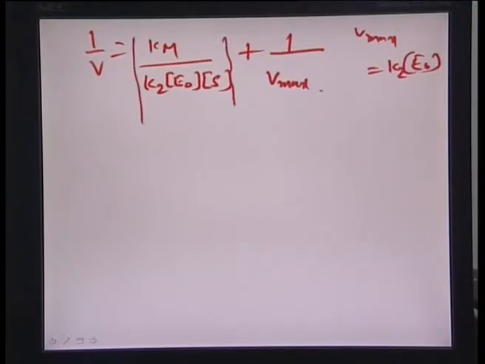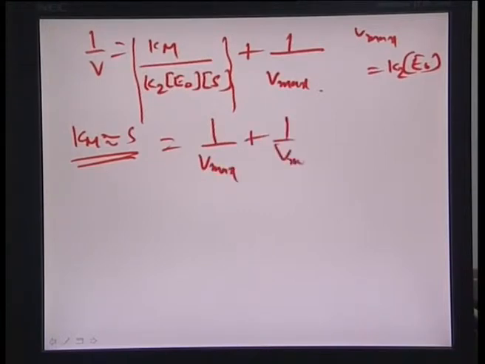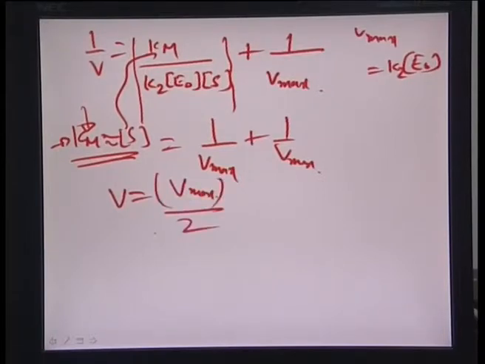This, if you assume Km and S to be equal, can be represented as again 1 by Vmax plus 1 by Vmax. So, if Km is the same as S here, if you substitute this, the concentration of S really goes off and you have 1 by K2 E0, which is nothing but 1 by Vmax. So, in this case, when the concentration of S is equal to the Michaelis constant Km, V becomes Vmax by 2. That means it is the half rate velocity of a particular enzyme substrate complex formation reaction. So, let us plot now.